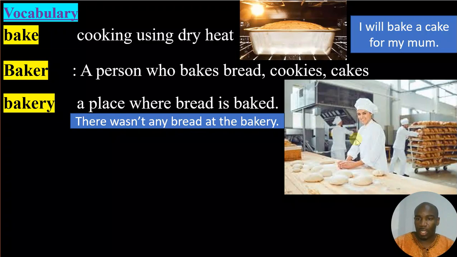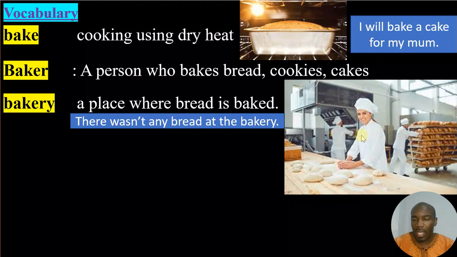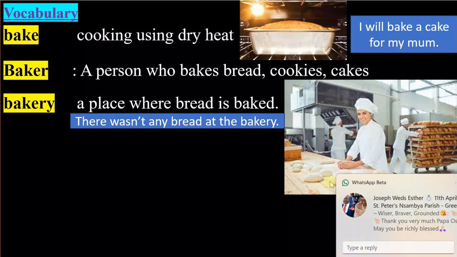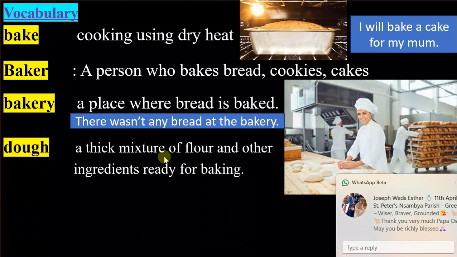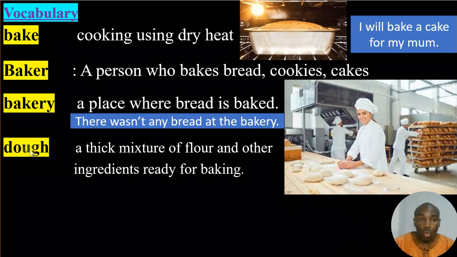So look at the picture here. The people you see here are called bakers. What you see on the ground here is called dough. So what's a dough? A dough is a thick mixture of flour and other ingredients ready for baking. So once I mix flour, in Somali they usually call it bur.